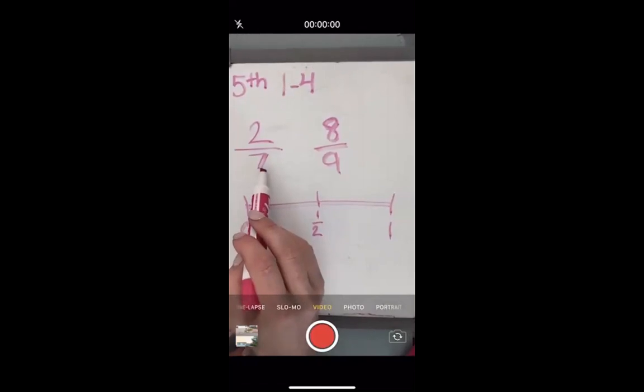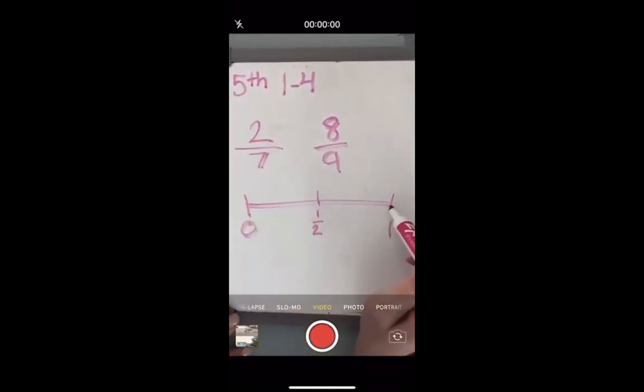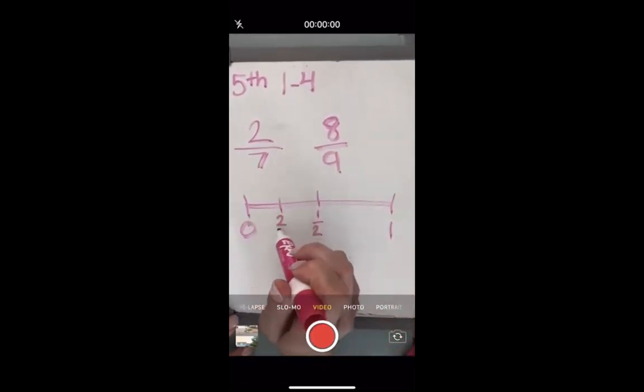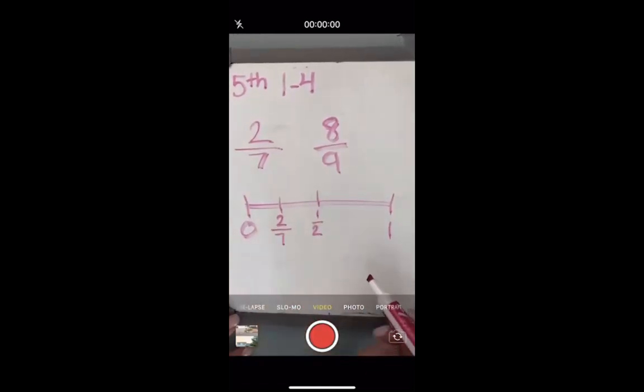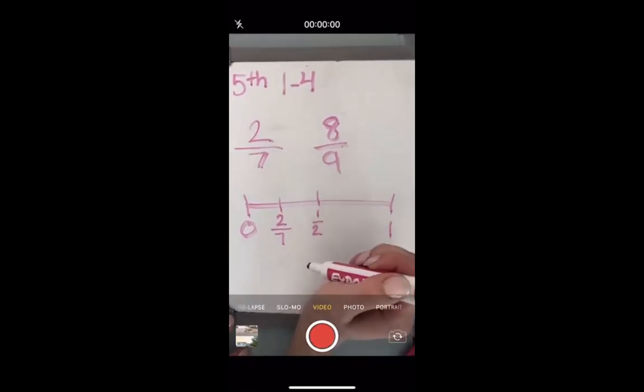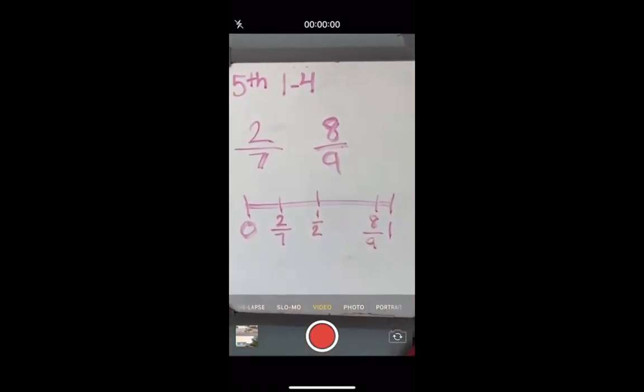I know that 2/7 isn't very big. I know that 7/7 is 1 whole. I know 2/7 will be somewhere right in here-ish. It doesn't matter exactly. But my 8/9, I'm only 1/9 away from a whole. I'm really close to a whole over here. So if I compare it to my unit fractions, I know that 8/9 is only one little jump away from a whole, and 2/7 is way far away. So I know that my 8/9 would be greater.